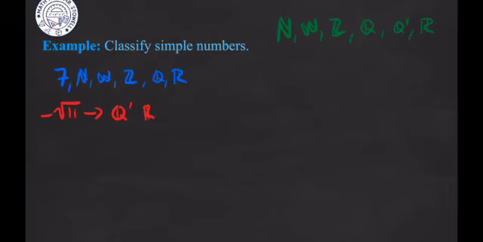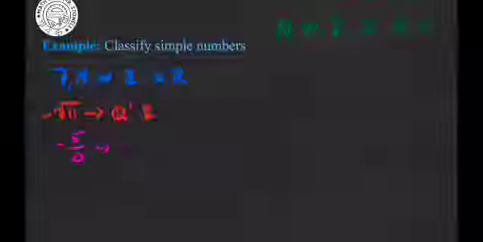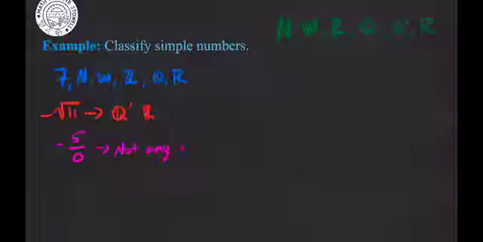Okay? What if we have, let's say, negative 5 over 0? Negative 5 over 0. Is that okay? Can we have a division by 0? No, we cannot. So in other words, this right here is none of them. Okay? So this cannot be any of them. Not any of them.